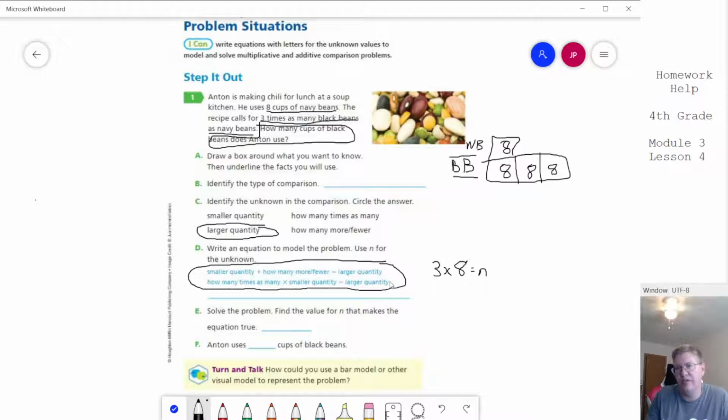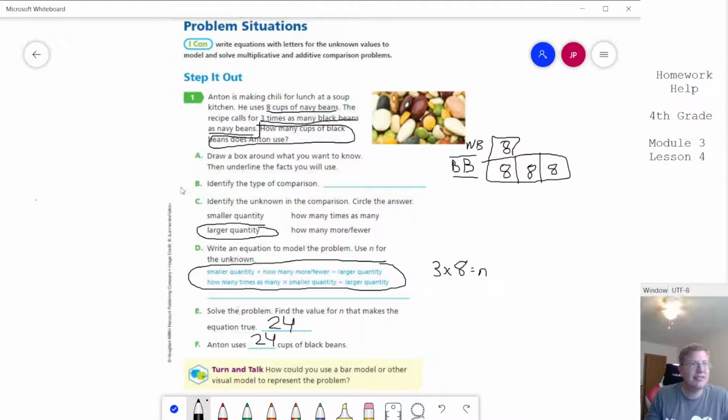Because that's the thing that we have not been given. We're given how many times as many, and we're given the smaller quantity of 8 cups. Solve the problem, so that would give us 24, and Anton uses 24 cups of black beans.